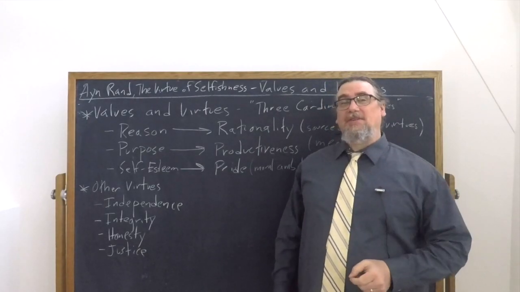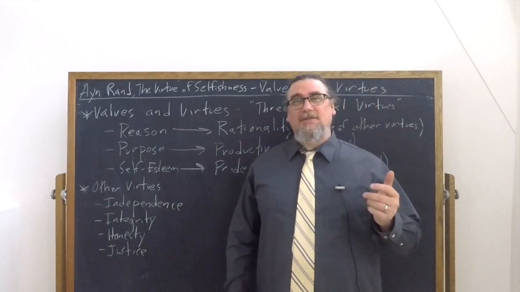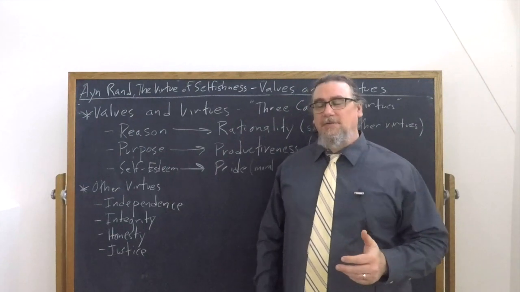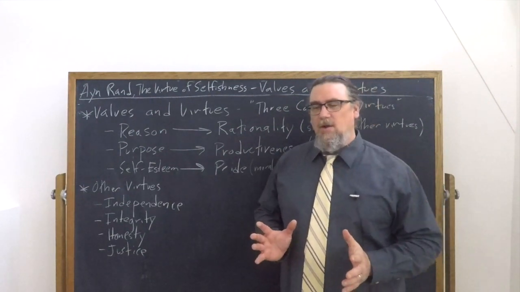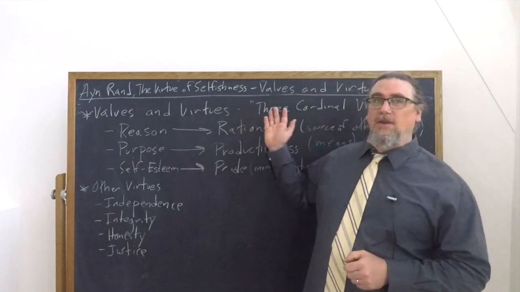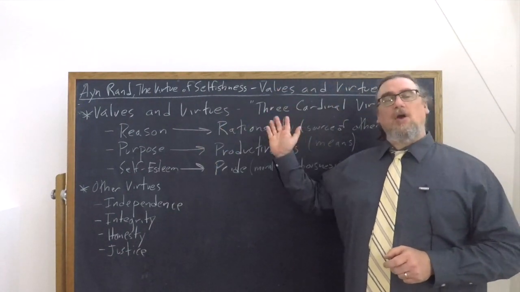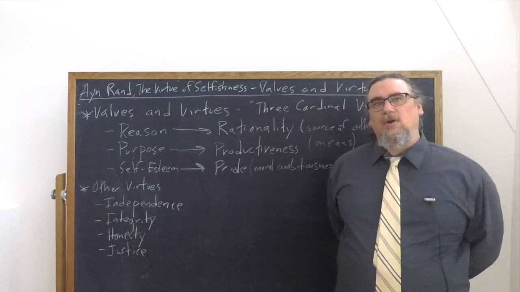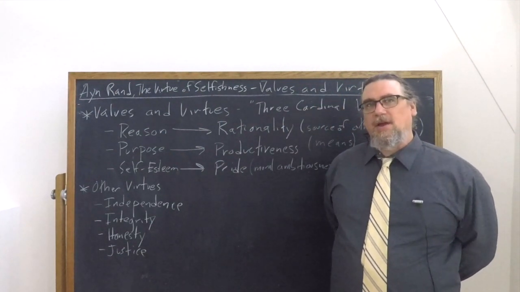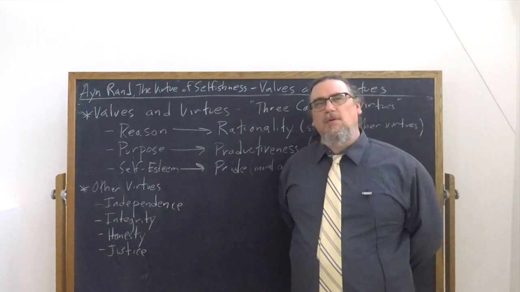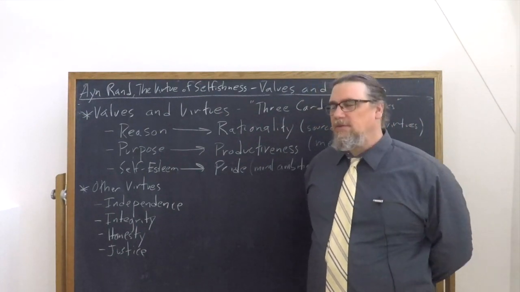In her first essay, The Objectivist Ethics, in her short work, The Virtue of Selfishness, Ayn Rand will provide an overview of what she calls the virtues. And three of these are what she terms cardinal virtues. We'll come to that in just a moment. And then there's several other virtues that she explores to some degree in sort of overviews and short summaries.